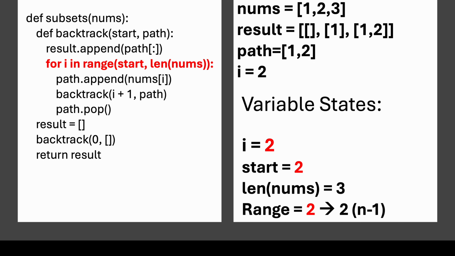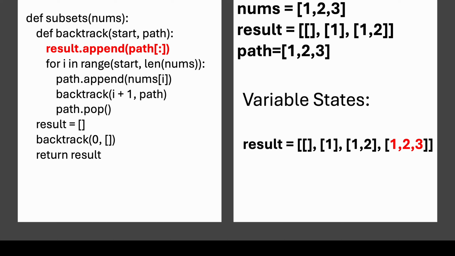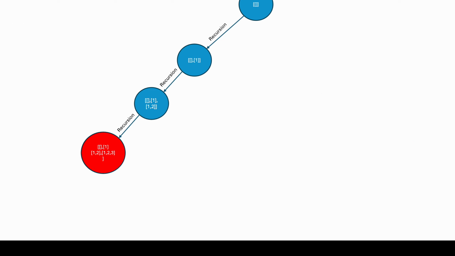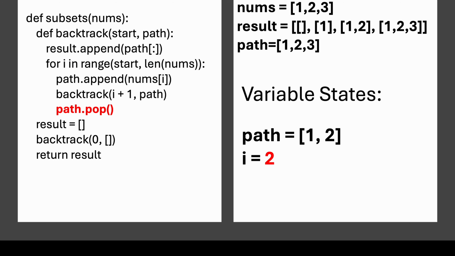Again, we're back to the for loop. We're at 2, and then we're appending 3 to path. We're going to do the same thing and go back to results. Now we're down to the depth. This is as far as we'll go recursion wise, and that's just because it only goes up to 3 numbers, 1, 2, 3 in the example, as you can see for nums. Again, we're going through the for loop.